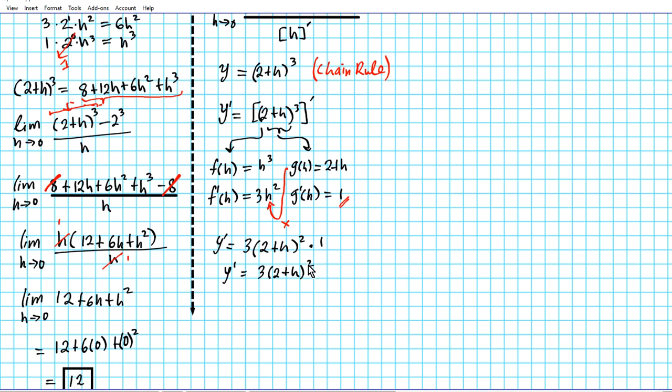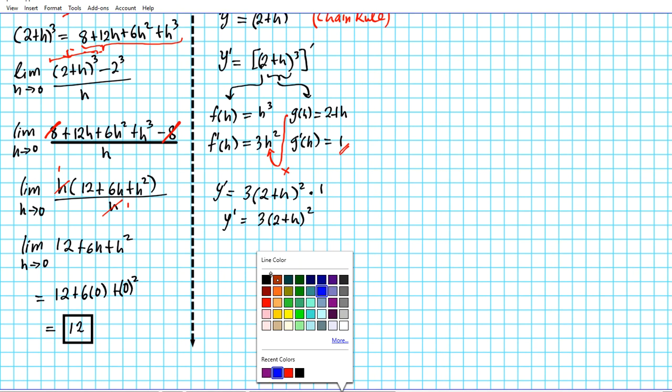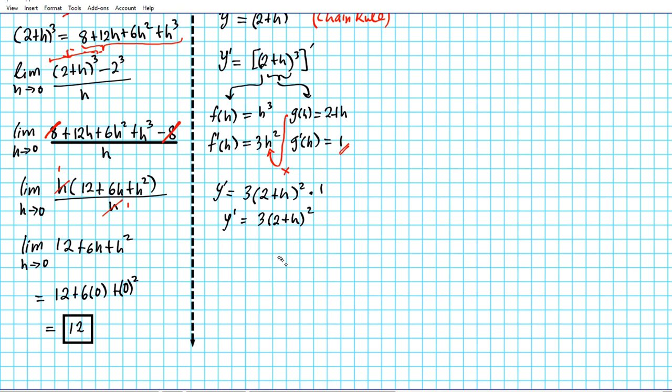Alright, let's rewrite the problem again and then apply this answer that we just got. So what we're doing is we were applying L'Hopital's rule. Okay, L'Hopital's rule was a limit.